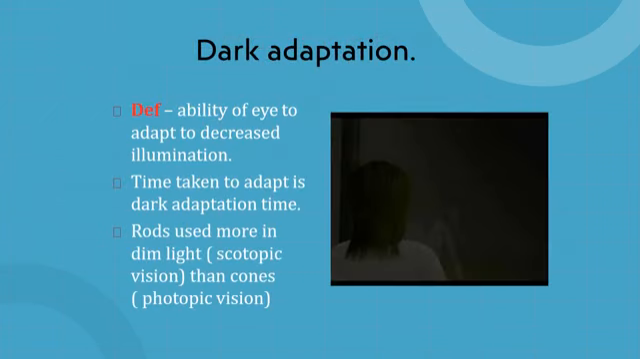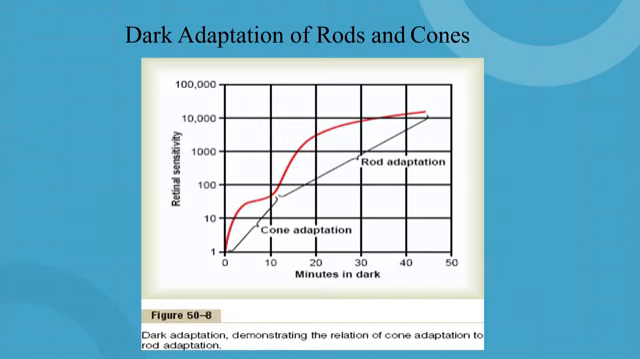So if we see the dark adaptation, it is the ability of the eye to adapt due to decreased illumination. The time taken to adapt is called dark adaptation time. Rods are used more in dim light, scotopic vision, than cones. And also in dim light, the pupil dilates more to allow maximum possible light to enter through the eye to have optimal vision. So these are the graphs of dark adaptation of rods and cones.